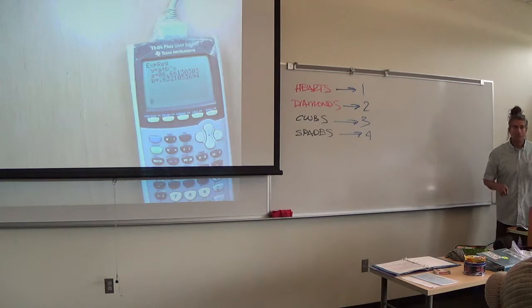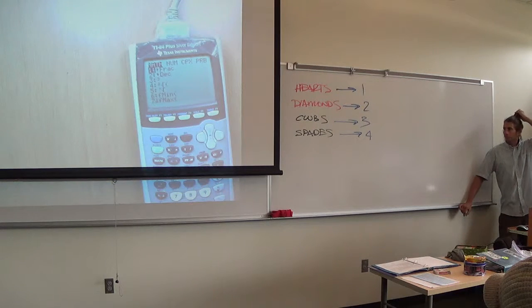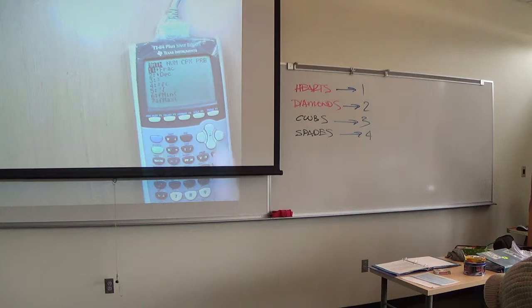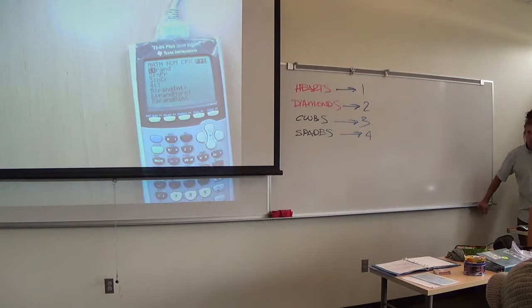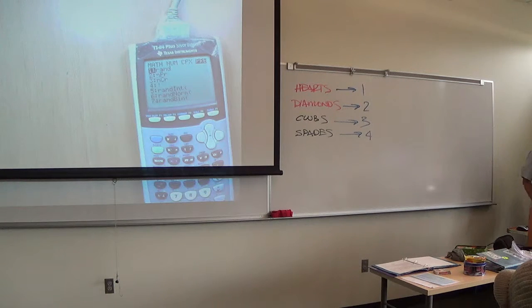Press the math button, M-A-T-H. Go over to the PRB menu. That's the probability menu. It's one of my favorites. We're going to start playing with this next week quite a bit. Scroll down until you see the thing that's called RANDINT. It stands for random integer. This is what your iPod does when you put your playlist on shuffle. Press enter.